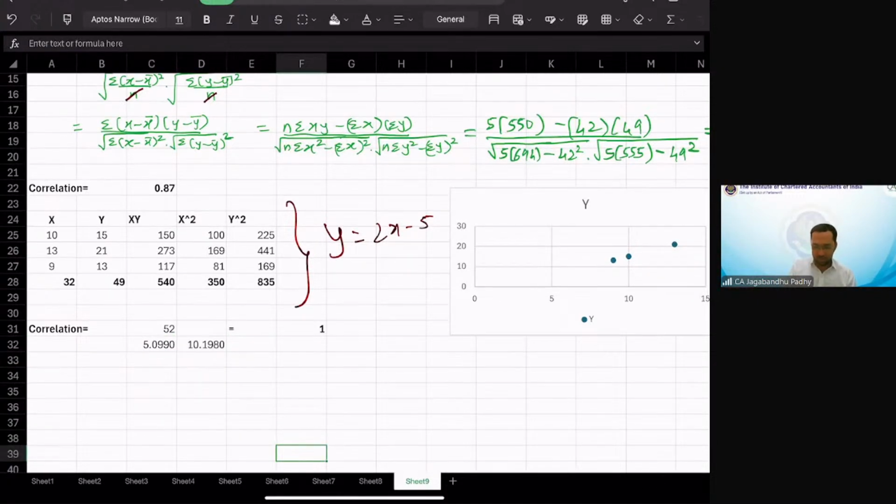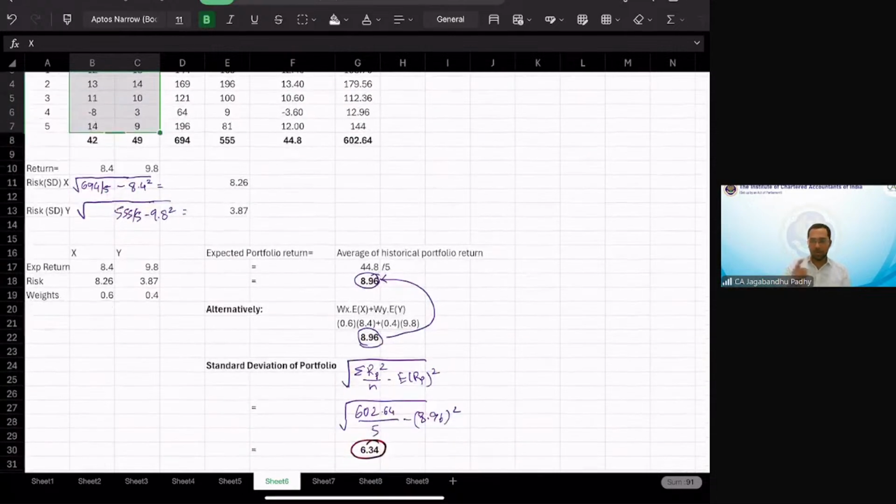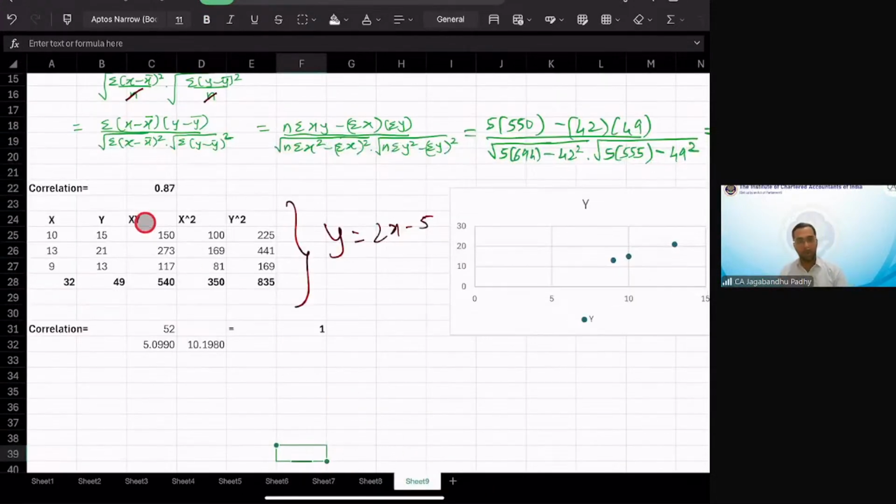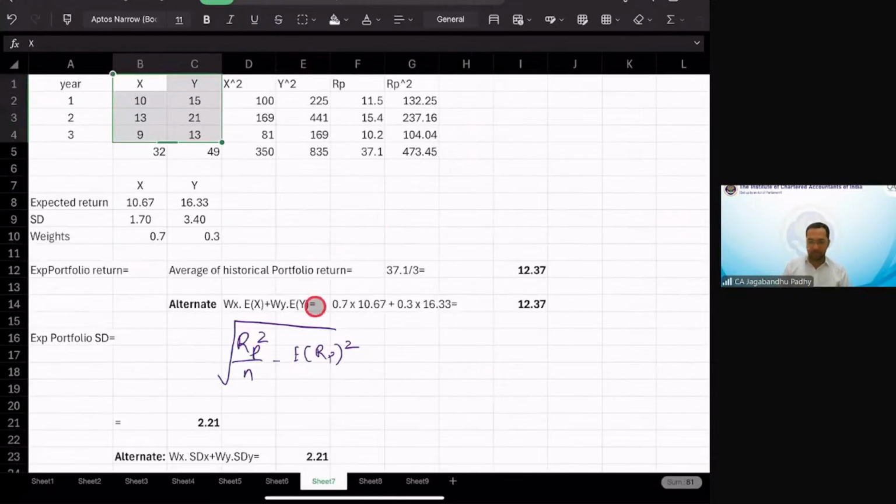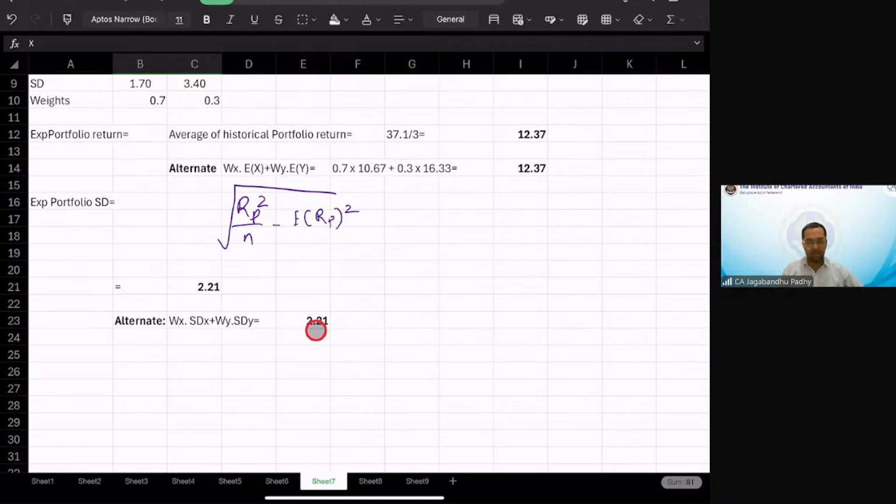So the 2 examples that we took in the previous class: in the first example, we're getting a correlation of 0.87, and in the second example, we're getting a correlation of 1. Now, let me just open it for you. In the second example, we found that the alternative method was giving us the same portfolio risk as the long cut method, or the historical portfolio return method. But that was not the case with the first example.